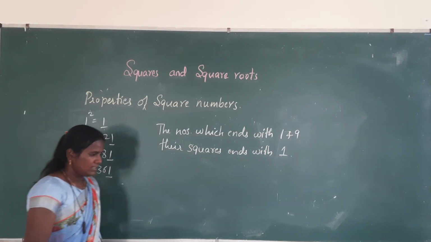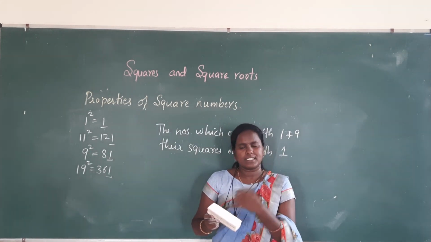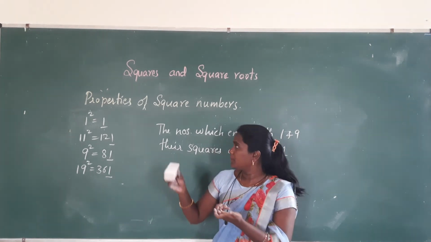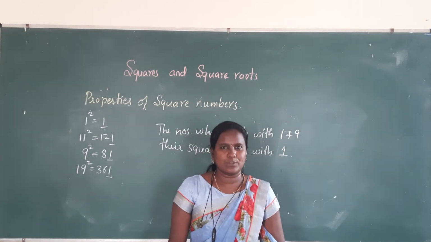So these are the properties of the square numbers, and some more properties are there related to zeros. Those properties of square numbers which are related to 0, I'll show you in the next video.